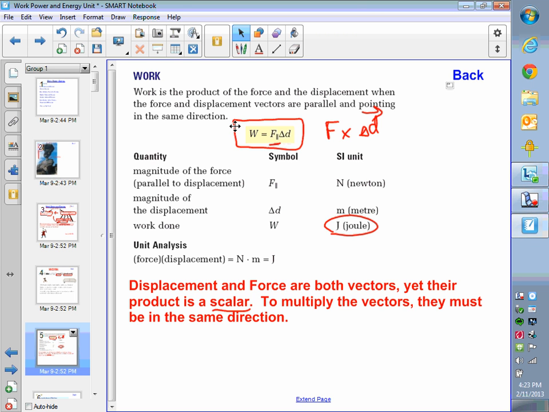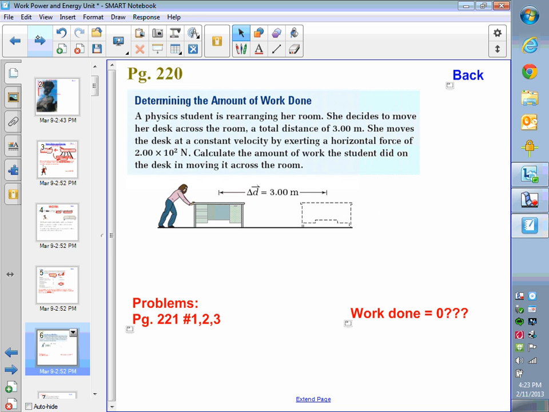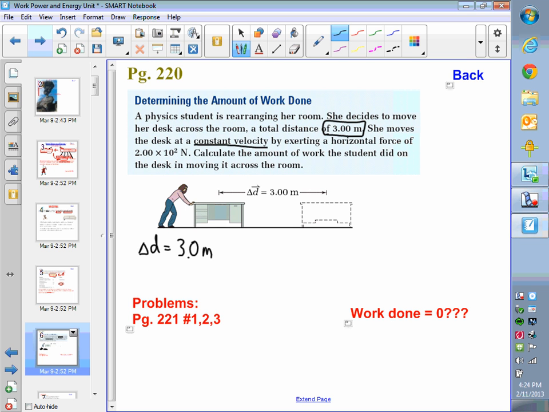All right, so let's look at a specific example. Let's say a physics student is rearranging her bedroom, and she decides to move her desk across the room a total distance of 3 meters. So this will be the displacement of the object, delta D is 3.00 meters. And she does this at a constant velocity, so it's not accelerating, by exerting a horizontal force of 200 newtons. So the force applied is 2.00 times 10 to the 2 newtons, letting us know we have 3 significant digits. And we want to calculate the amount of work done.